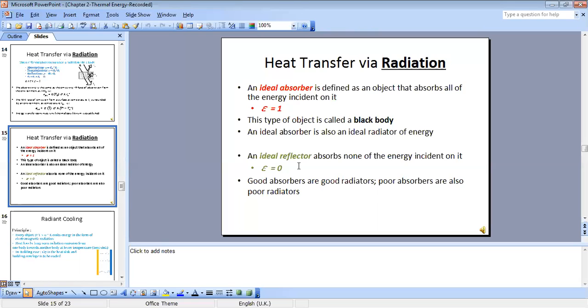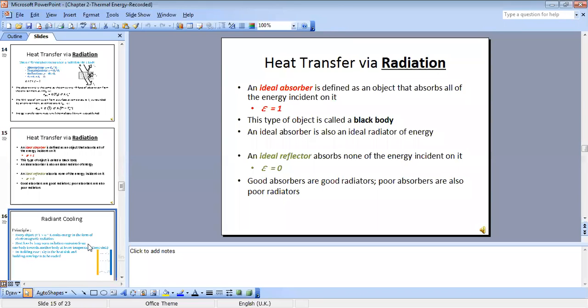Now, good absorbers will be good radiators, while poor absorbers are poor radiators. So in general, this is why we say emissivity is equal to absorptivity. The emissivity coefficient is equal to the absorptivity coefficient, because once it absorbs, it will radiate back into the surroundings. And this phenomenon will continue until reaching equilibrium in temperatures.